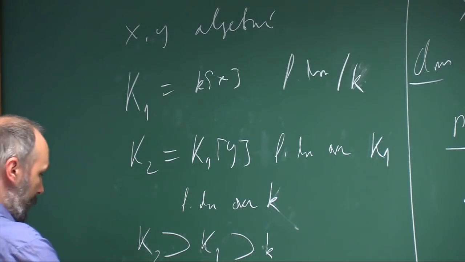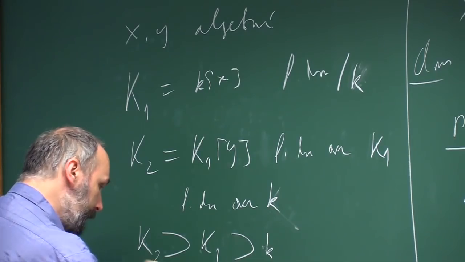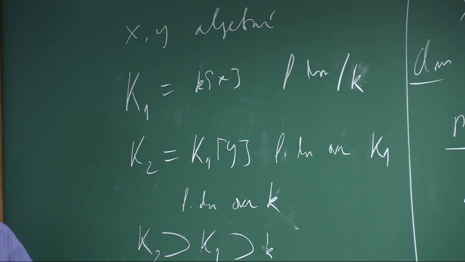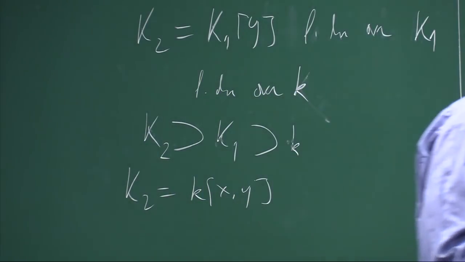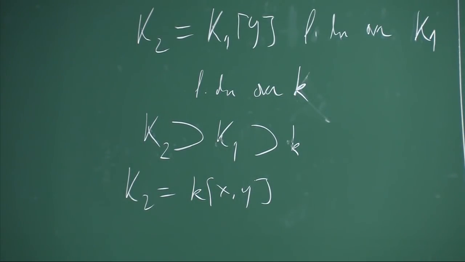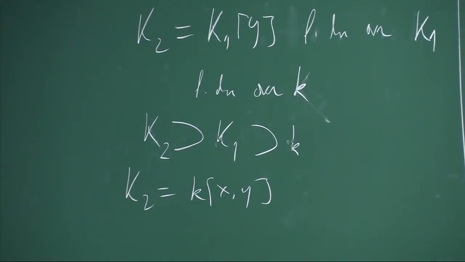But then k2 is just k small of x and y. This finite dimensional algebra contains the sum, product, whatever, difference. So algebraic numbers constitute a field. This is important and really used in number theory all the time.